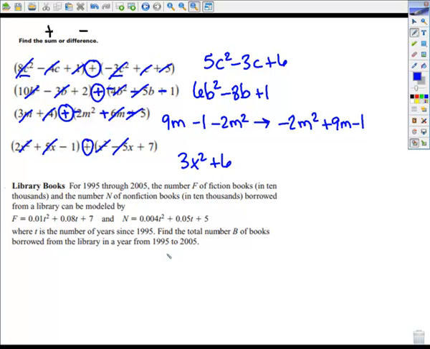Last problem. Library books. For 1995 through 2005, the number F of fiction books in 10,000s and the number N of nonfiction books in 10,000s, so this is going to be key later, borrowed from a library, can be modeled by the 2 functions here, these 2 polynomials. T is the number of years since 1995. They want us to find the total books borrowed from the library in a year from 1995 to 2005.